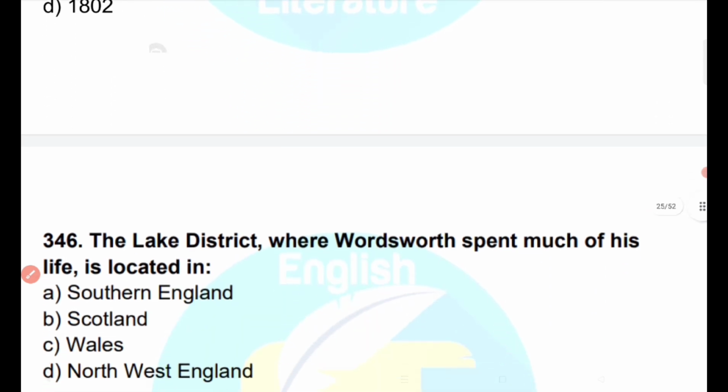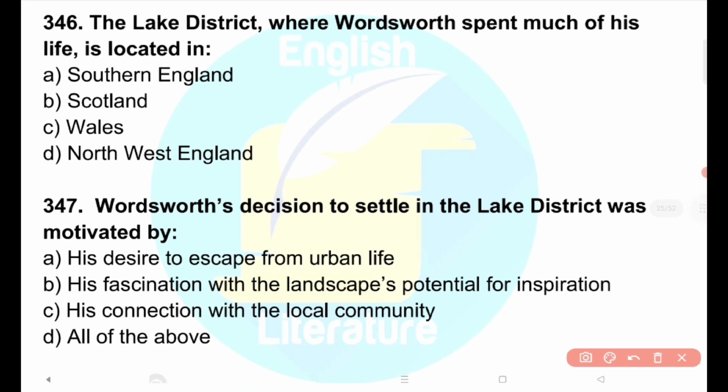The Lake District, where Wordsworth spent much of his life, is located in option D, North West England. The Lake District in Cumbria, North West England, is where Wordsworth lived most of his life.